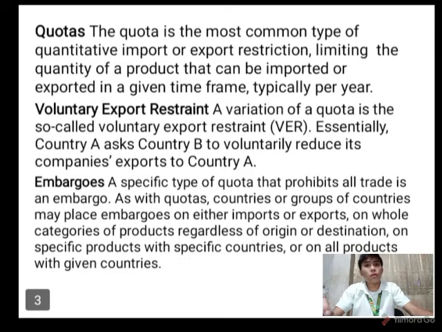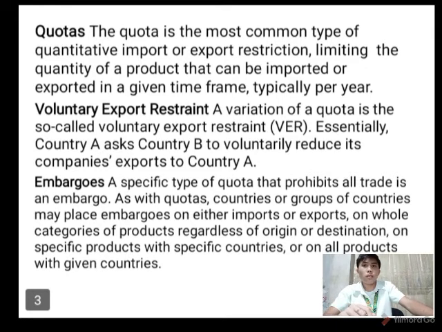The quota is the most common type of quantitative import or export restriction, limiting the quantity of a product that can be imported or exported in a given time frame, typically per year. A quota may set the total amount to be traded and allocate amounts by country, limiting the export and import in the country.